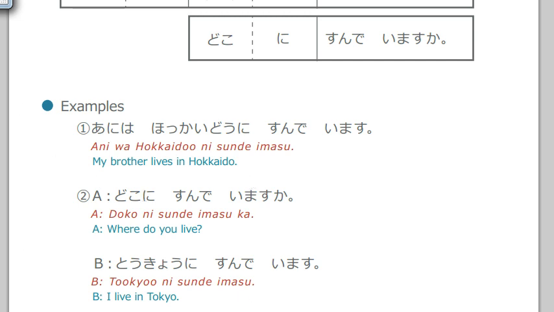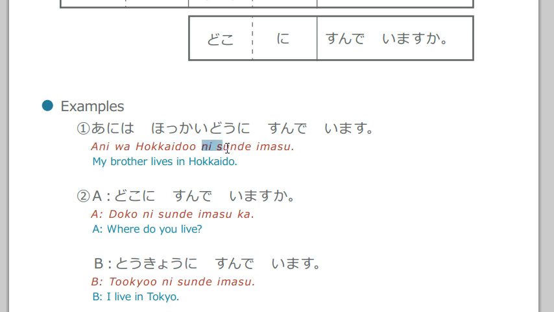Firstly, the question. どこに住んでいますか？どこ means where. For the time being, we're not going to analyze this sentence in too much detail. Just take this as being the question for where do you live. And responses for that could be 兄は北海道に住んでいます。So my older brother lives in Hokkaido.